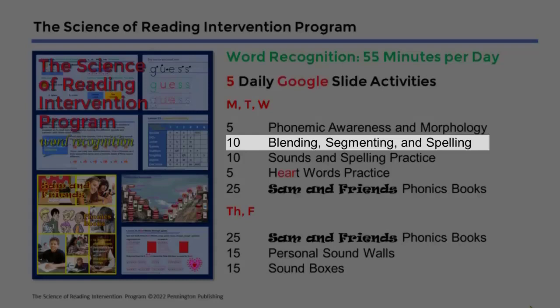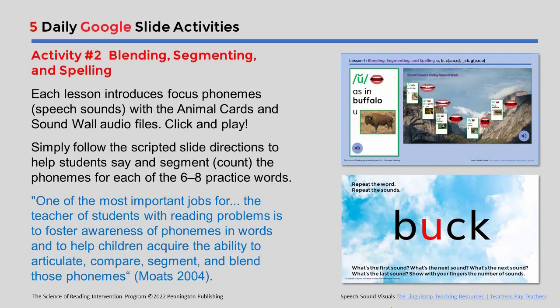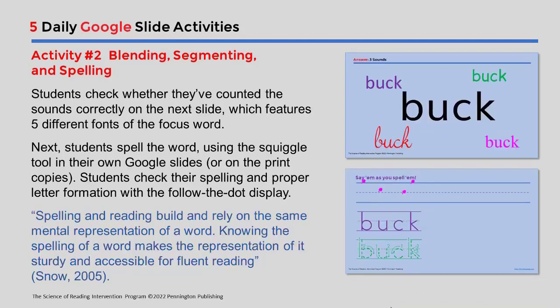Blending, segmenting, and spelling is the second of the daily 5 Google Slides activities. The teacher and students begin each lesson by blending review words from the previous lesson on the first few Google Slides. The teacher introduces the first of 6 to 8 practice words. Students repeat the focused word and its sounds and then say each individual sound. Next, students segment the word and count its sounds. The next slide provides the answer and shows the focus word in a variety of fonts.